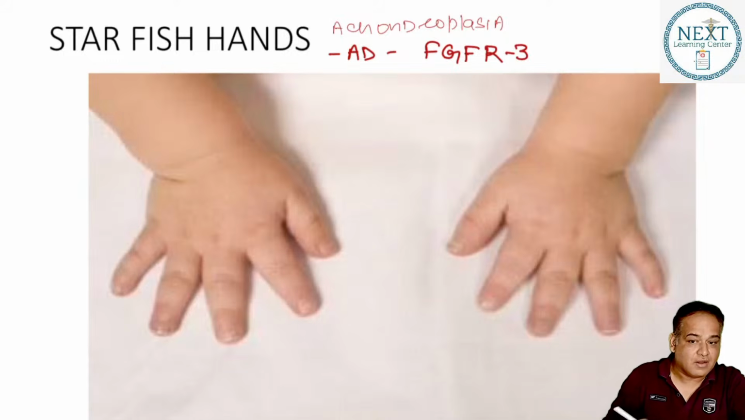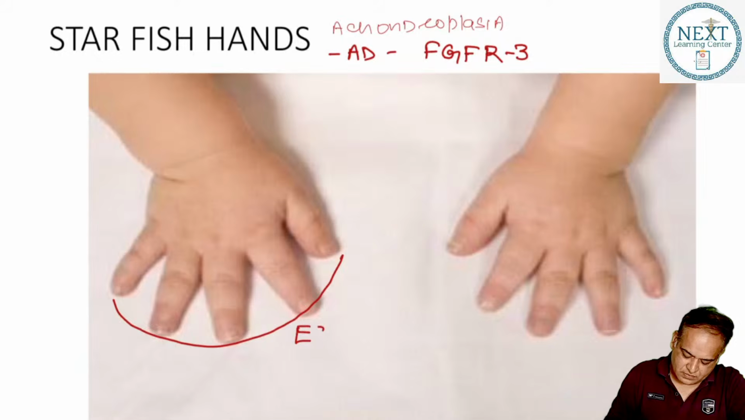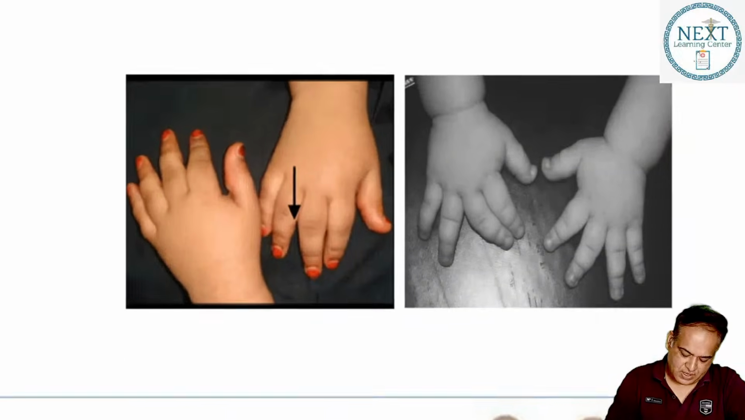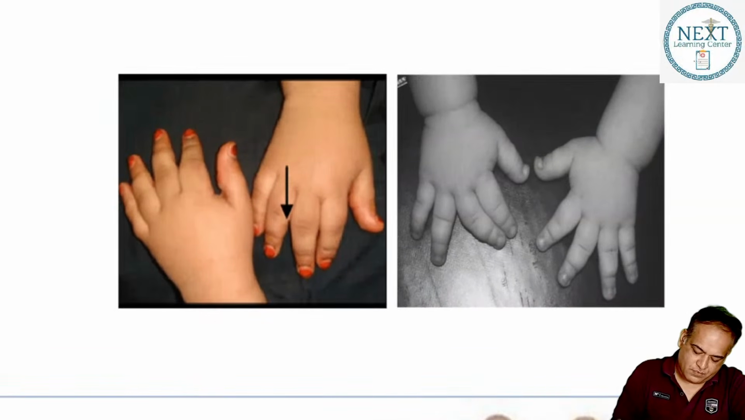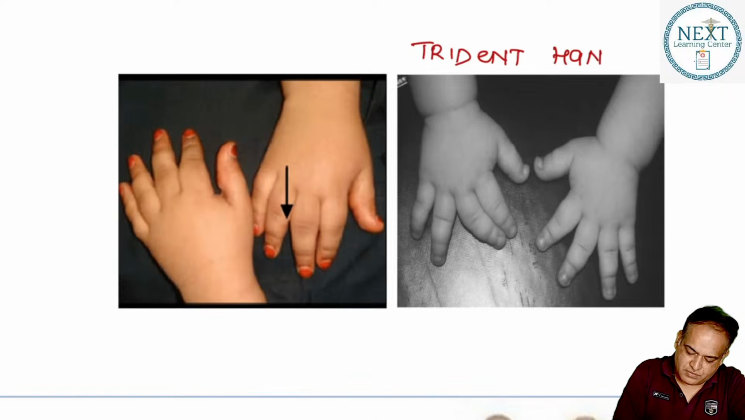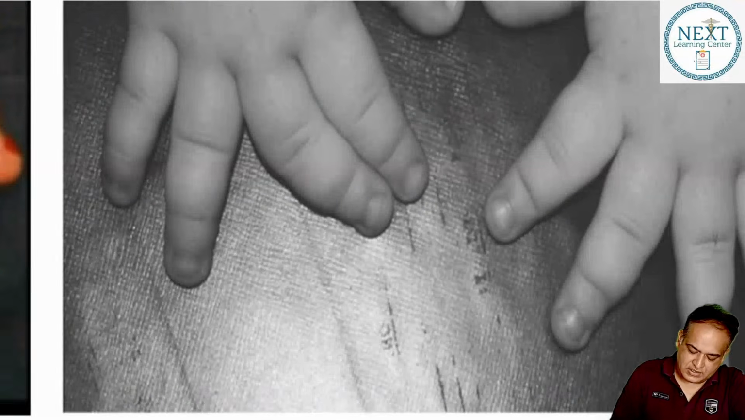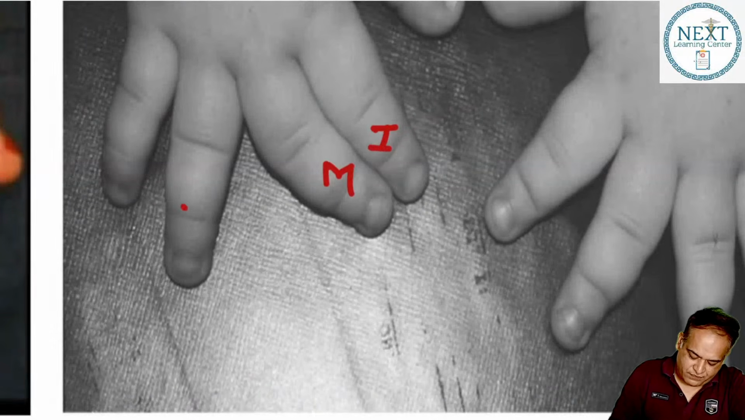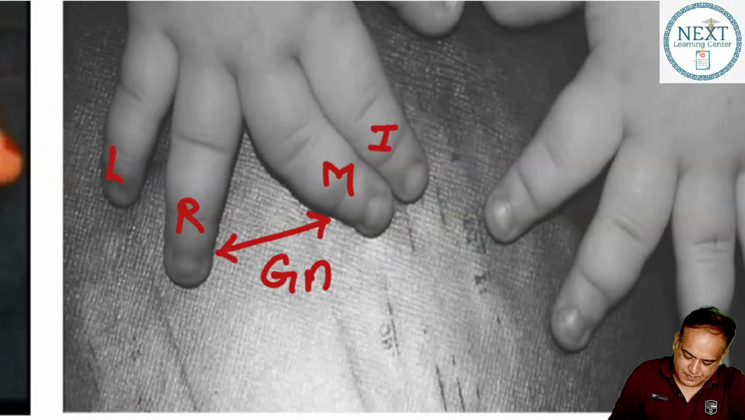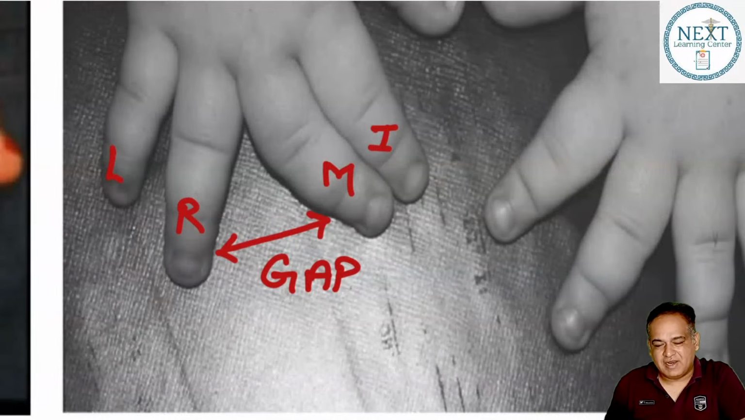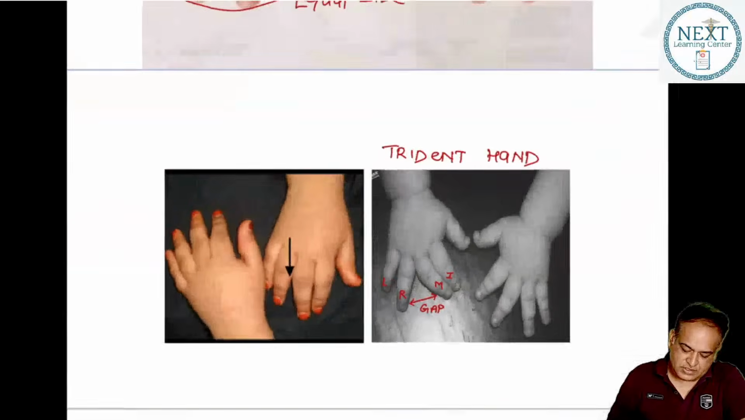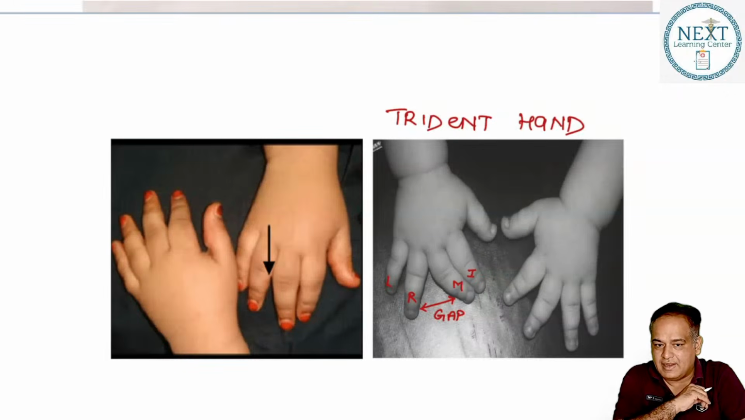What do you get to see here? Starfish hands. All the digits are of equal size. Then what do you see here? These are trident hands. If you notice the index finger, middle finger, ring finger, and little finger, there is a very wide gap between the middle finger and ring finger. This is your typical trident hand.